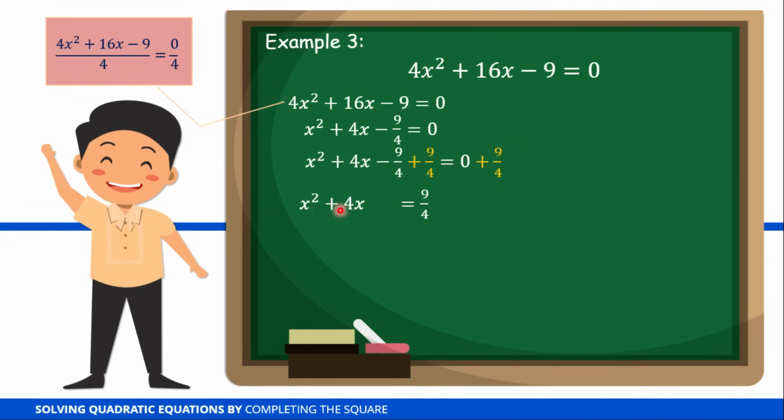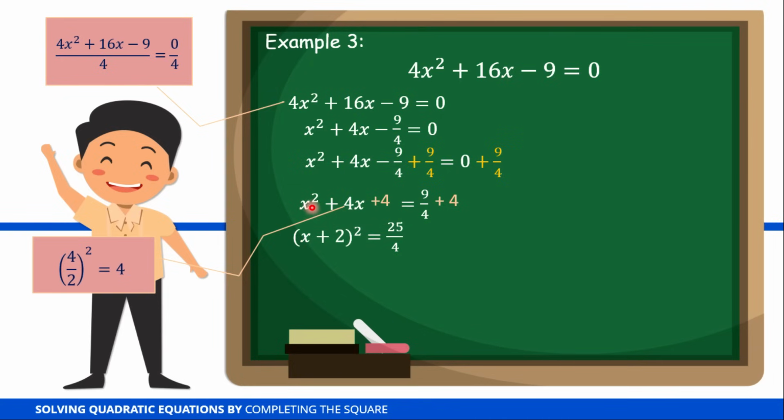Now let's make this side a perfect square trinomial. Paano? Kuhanin natin ang half ng b, which is 4, and then square natin ito. 4 divided by 2, we have 2. 2 squared, that is 4. So mag-a-add tayo on both sides of the equation by 4. Tandaan kung ano yung ini-add natin dito sa kabilang side ng equation, yun din ang i-add natin sa kabilang side para balanse. Now let's factor our perfect square trinomial.